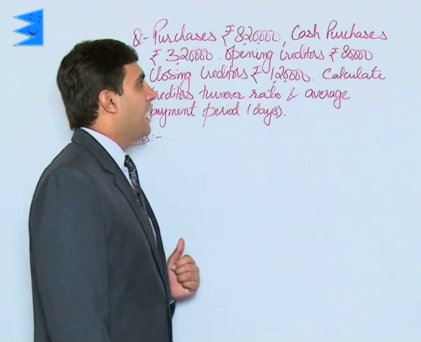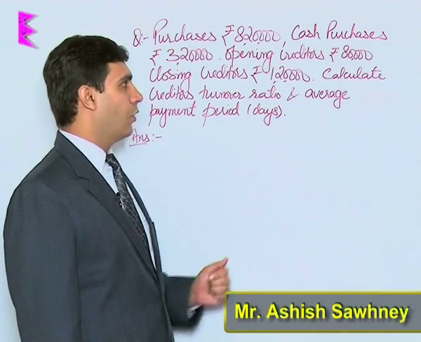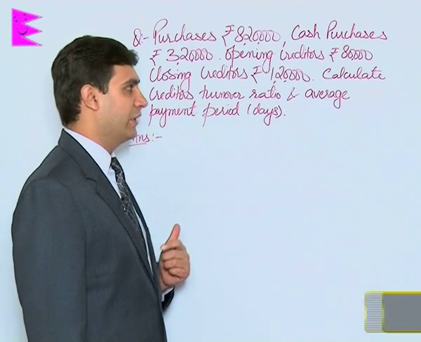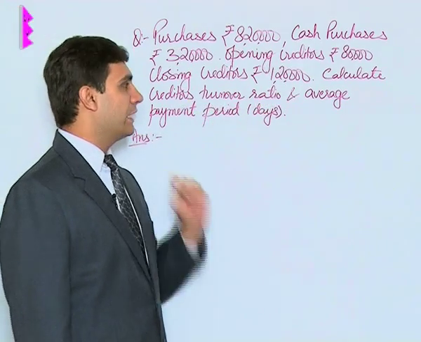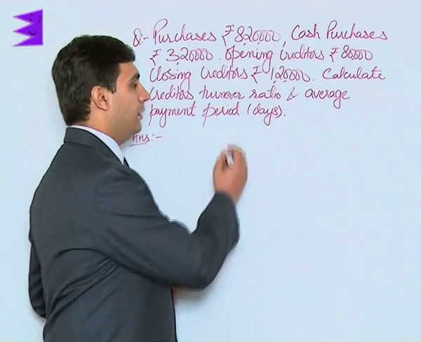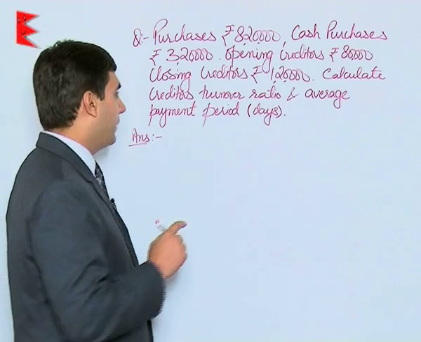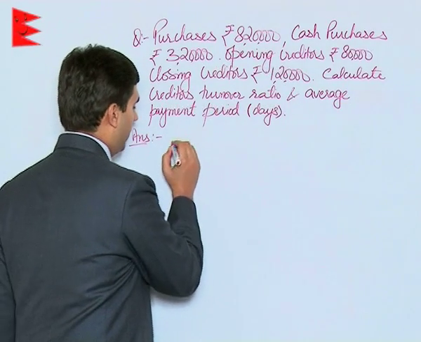Purchases are given to be 8,20,000. Cash purchases are 3,20,000. Opening creditors and closing creditors both are given. We are required to calculate creditors turnover ratio and average payment period in days. So now students, first of all coming to creditors turnover ratio.